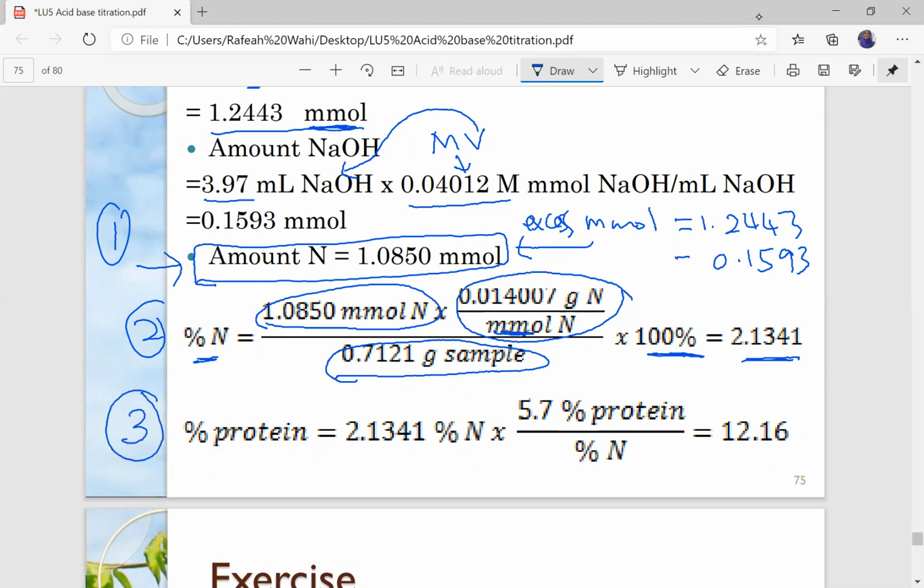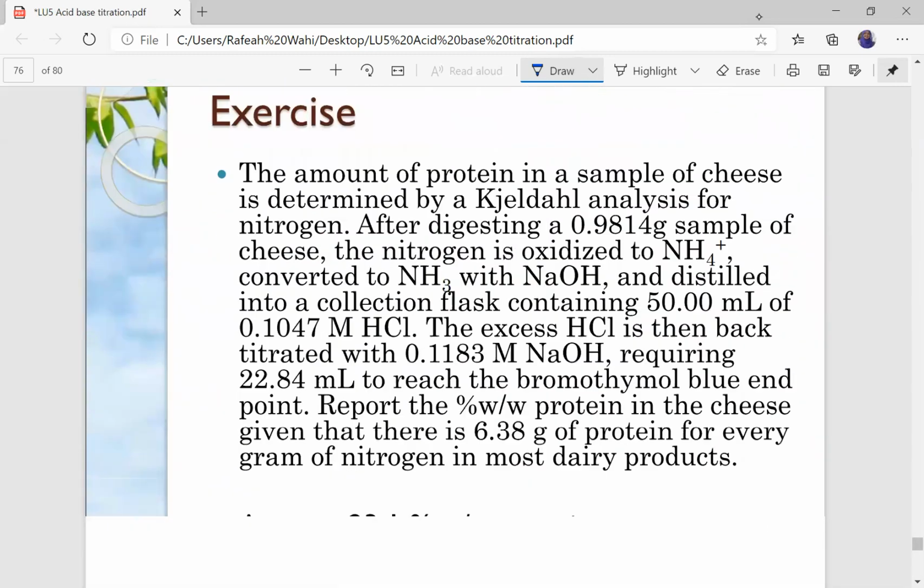If you want to calculate the percent of protein, you go to step number 3. Percent protein is percent nitrogen times factor. So the percent nitrogen that you get from the calculation just now is 2.1341, and factor for cereal protein is 5.7. So you just multiply them and you get the final answer. Percent protein is 12.16.